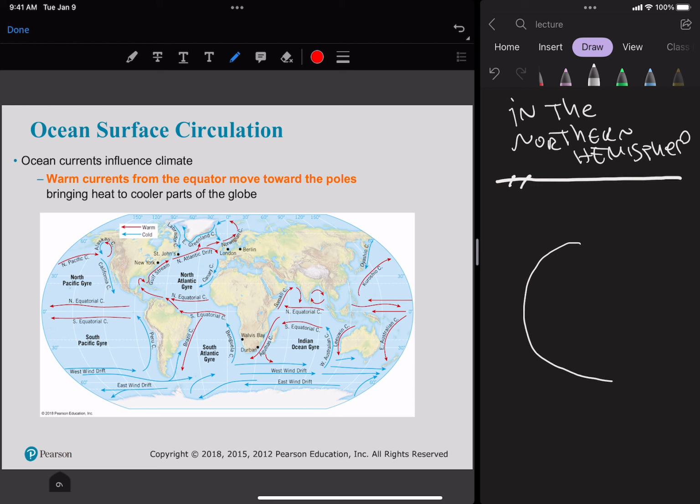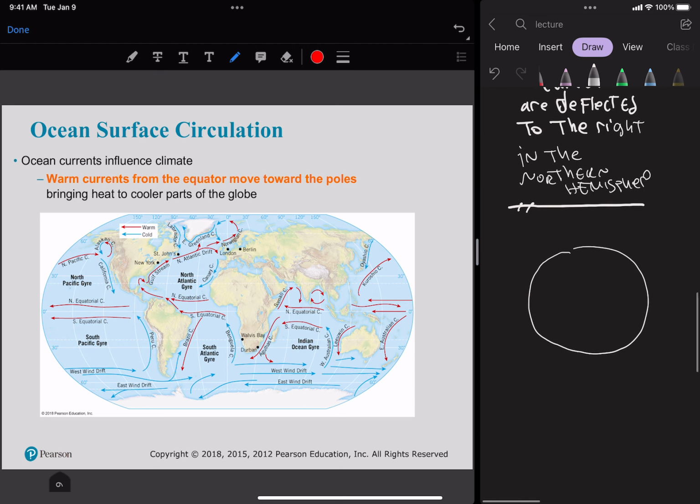So if this is the Earth, and you have the sun here, at the equator you're going to get the most amount of sunlight. So the equator is going to be the hottest region. And at the poles, the sunlight is just going to be glancing sunlight. So because of that, at the poles, it's going to be colder.